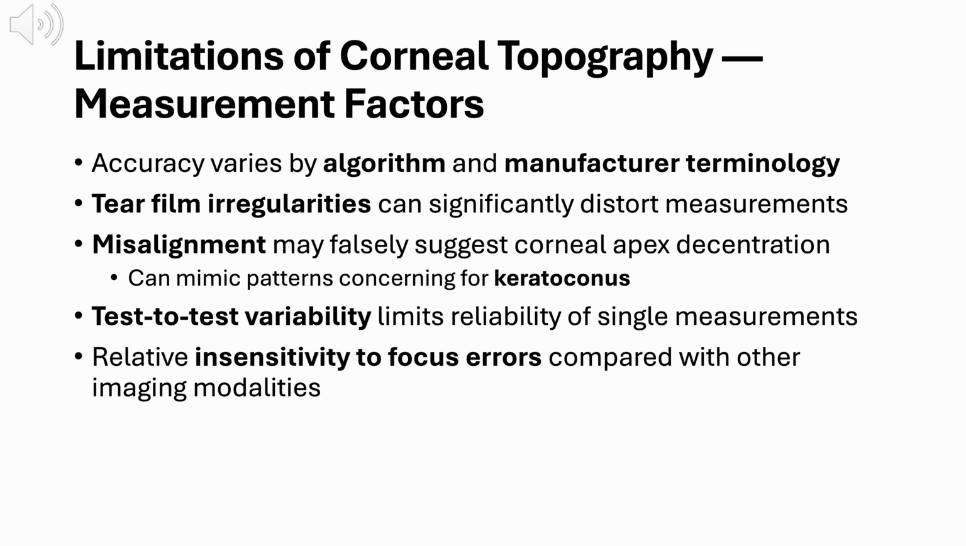Finally, corneal topography is relatively insensitive to focus errors compared with other imaging modalities. While that can be an advantage in some situations, it also means topography alone may miss certain issues that are better detected with complementary imaging. The overarching takeaway is that corneal topography is a powerful tool, but it's not infallible. Understanding its limitations is just as important as knowing how to read the maps themselves.